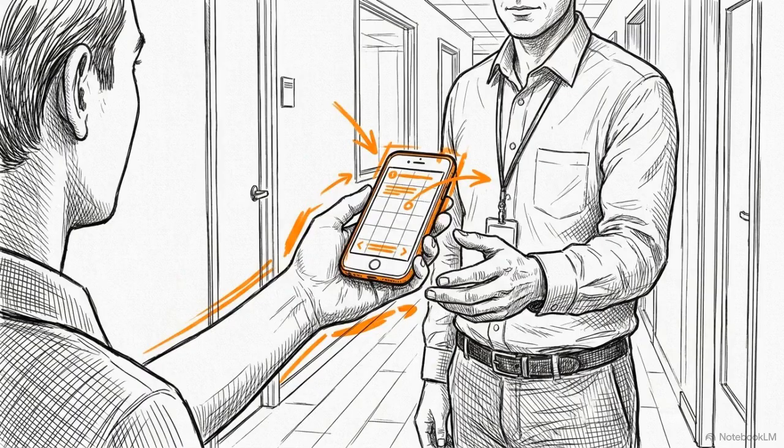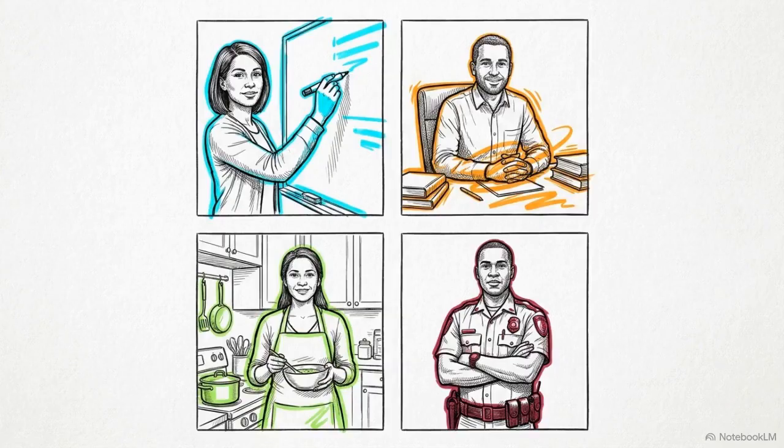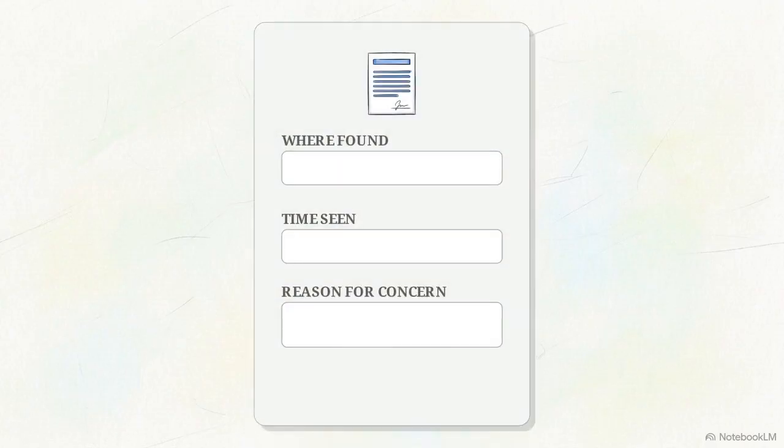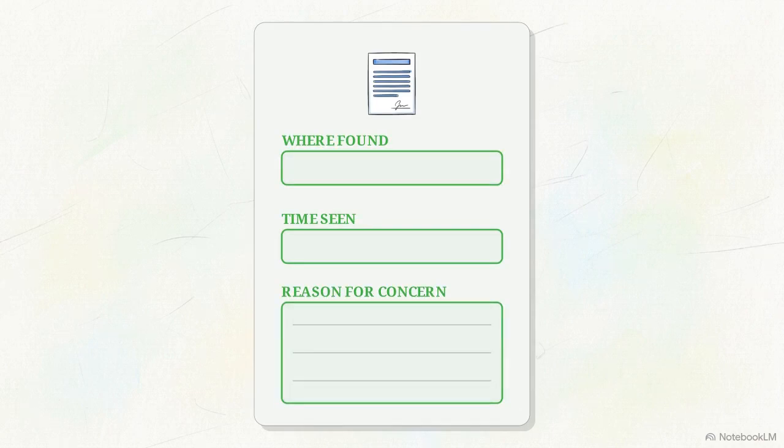The final step is a private handoff. The screenshots should be shown or sent directly to an adult you trust. This includes teachers, guidance counselors, parents, or a school's designated reporting officer. To complete the report, you must provide 3 details: where the message was found, the time you saw it, and the specific reason it concerned you.